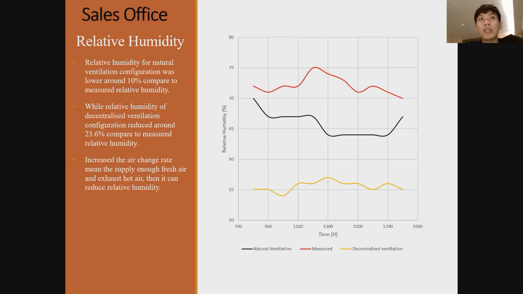In terms of relative humidity, the relative humidity for the natural ventilation configuration was lower by around 10% compared to the measured relative humidity, while the relative humidity of the decentralized ventilation configuration reduced around 23.6% compared to the measured relative humidity. Increasing the air change rate means supplying enough fresh air and exhausting hot air, which can reduce the relative humidity.